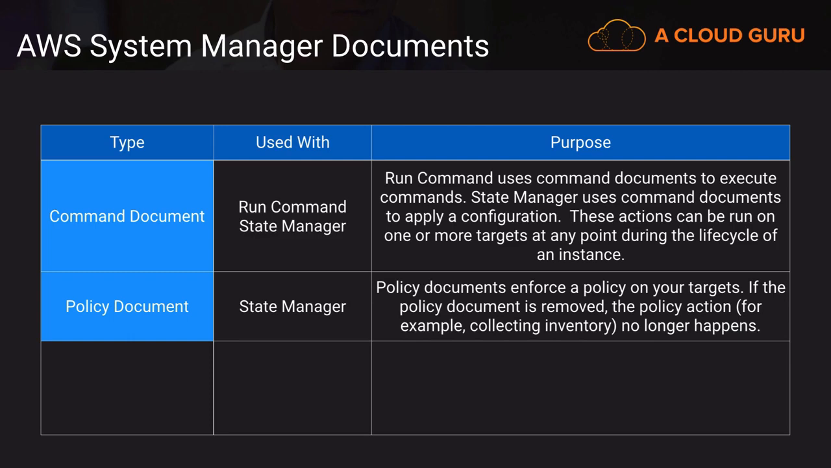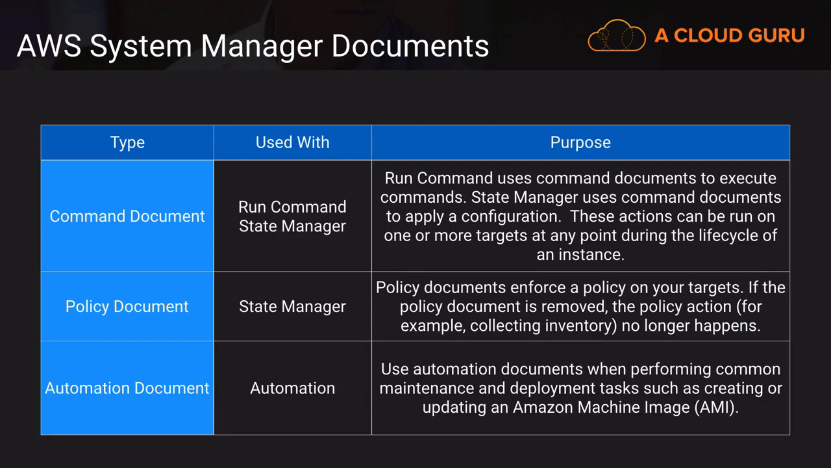As an example, if we go back to our Apache HTTP version, we could define a policy document that says if this instance has this older version of Apache, then it lives in this state, or it assumes this state. And we also have the automation document, and this is used with the automation service. And it's just a list of tasks or commands that get applied when we're using the automation service.